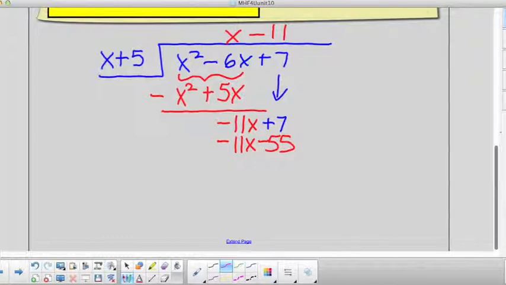My equation of my slant asymptote, I don't have to go and continue solving because there will be a remainder, but approximately that line that I drew, y is equal to x minus 11 would be my slant asymptote. It's a linear function.